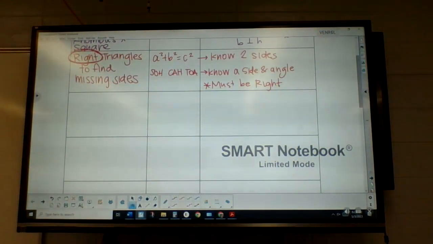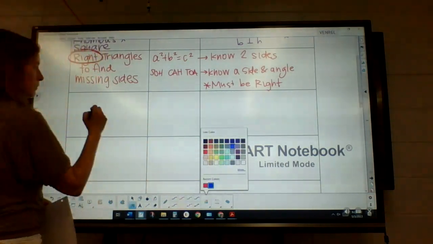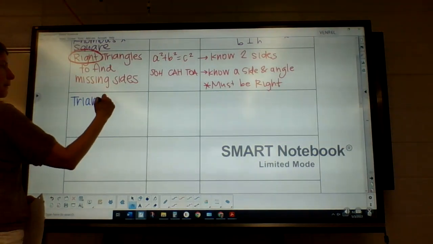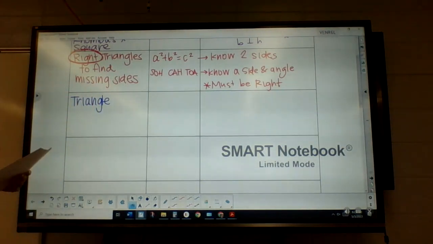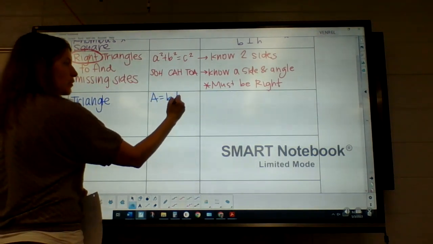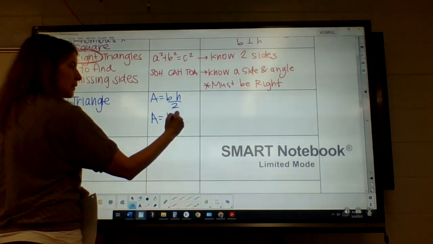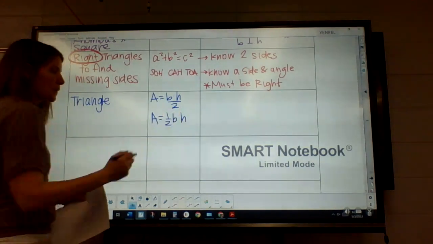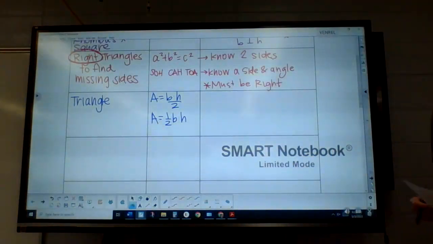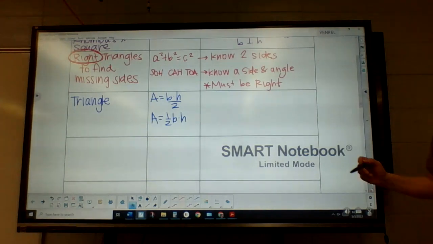Then we have the area of a triangle. And again, we have a couple different formulas for this, whatever one makes the most sense to you. The big thing with triangles is that the base and height can show up in different places depending on the type of triangle.